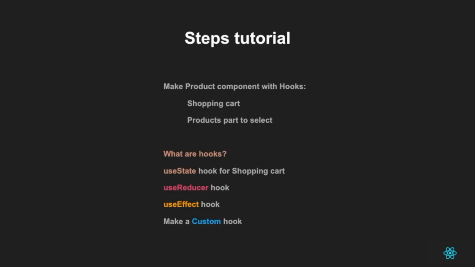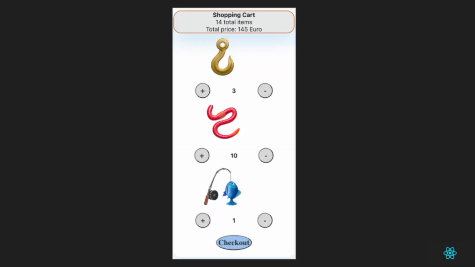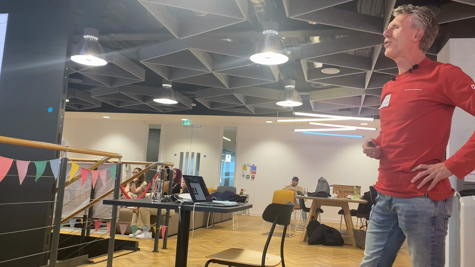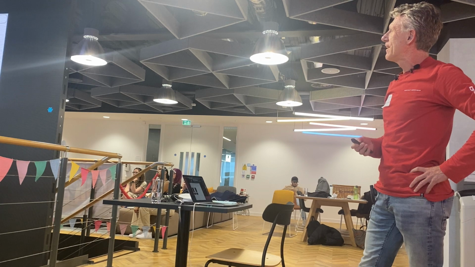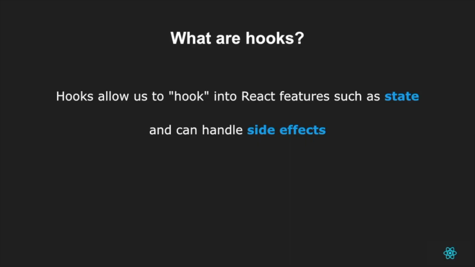The tutorial I'm going to make now is the shopping cart with products. This is the shopping cart, and upstairs you have the total items and the total costs. We call it the shopping cart, and the products you can select. And this is made with hooks, of course. But what are hooks? Hooks are nothing more than JavaScript functions, you can say, which hook into the state and into lifecycle events.